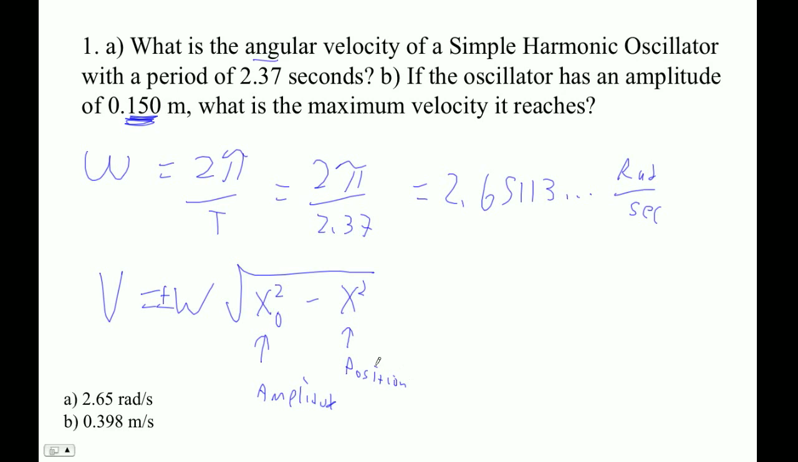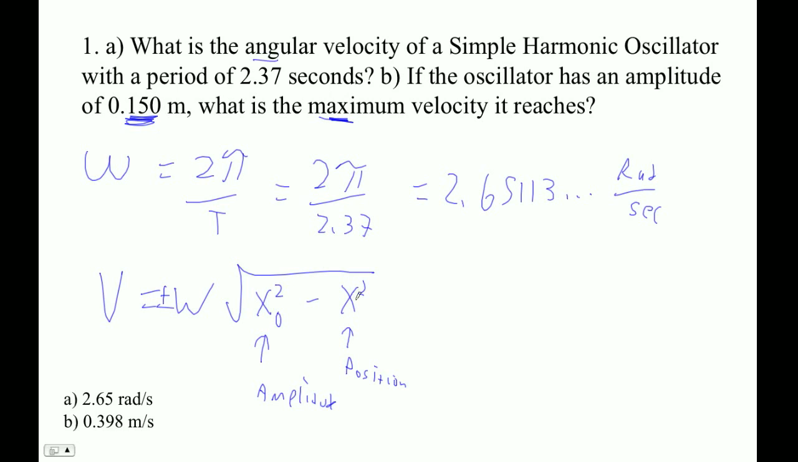So if you want to find it for a position, x ranges from positive 0.15 to negative 0.15. Say we wanted to find it for 0.07 or 0.01 or 0.14 or something between 0.15 and negative 0.15, right? We would just put that in here. But we want to know the maximum velocity.